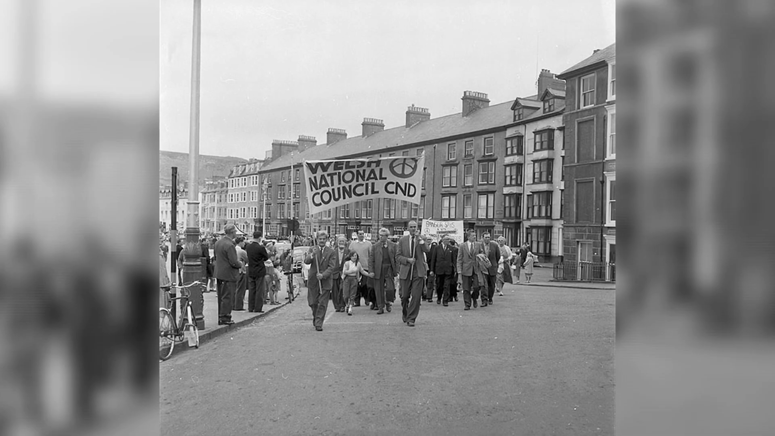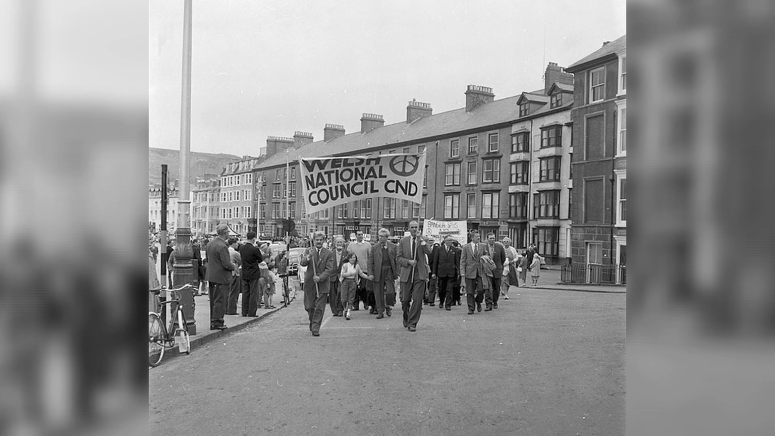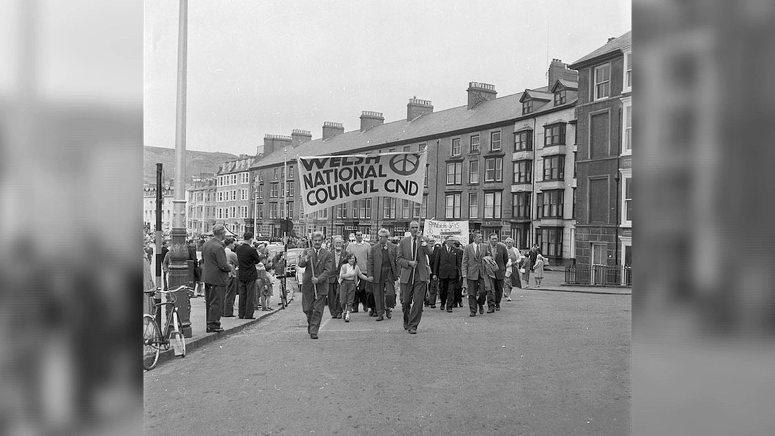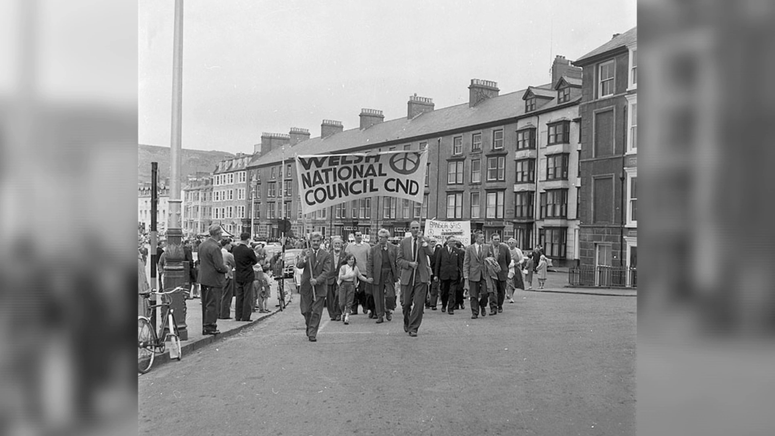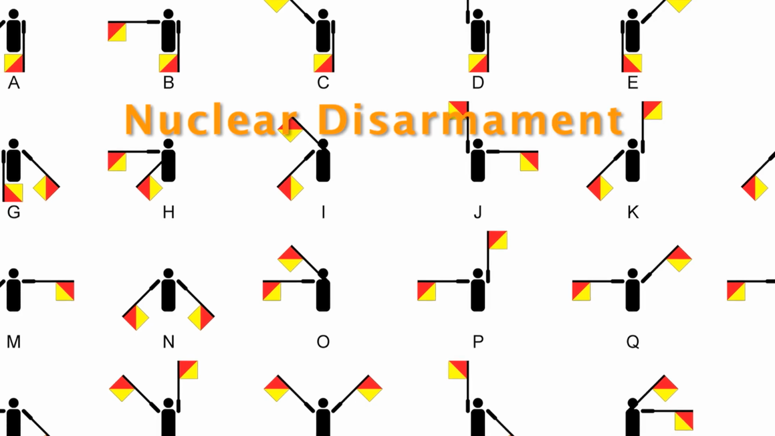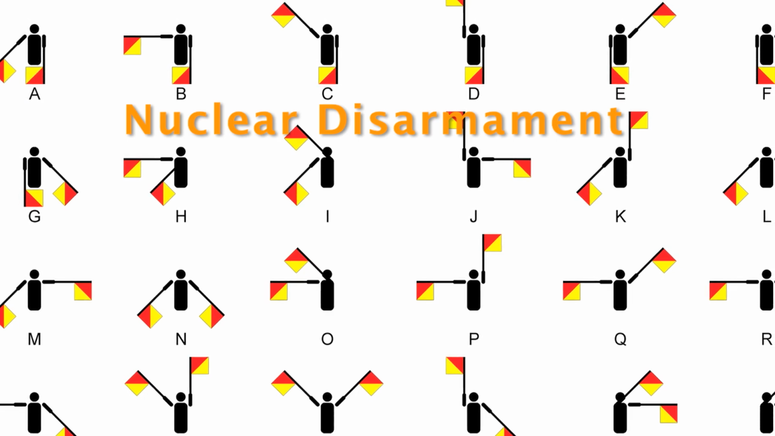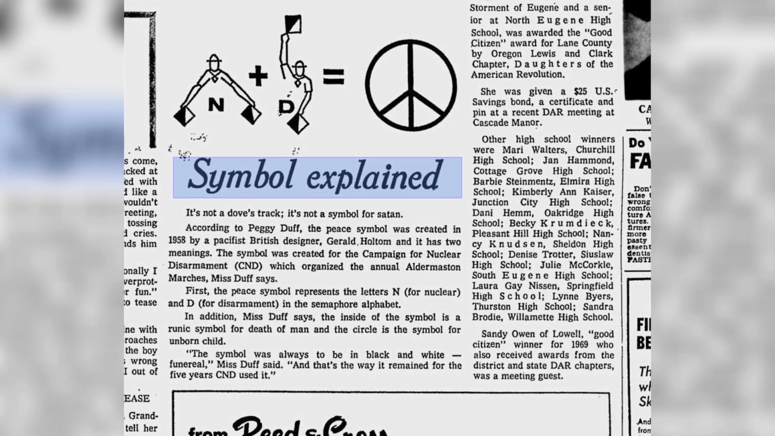In the year 1958, the British artist Gerald Holtom was commissioned by the Campaign for Nuclear Disarmament to create a symbol against nuclear proliferation. He combined the letters N and D of the semaphore alphabet to create a symbol which would be used in demonstrations in Great Britain and then all around the world.